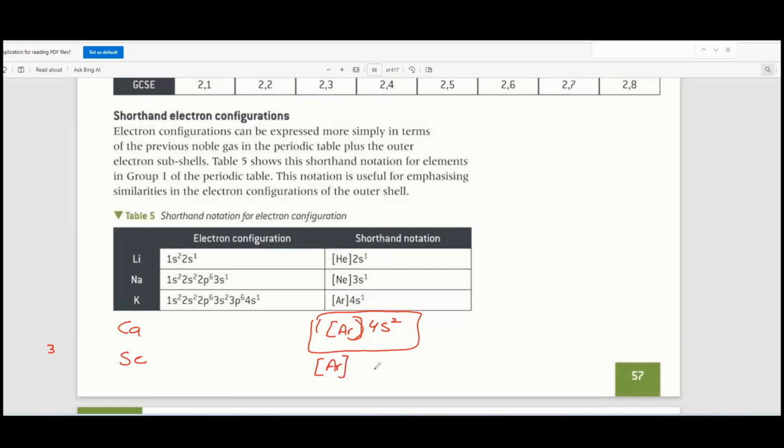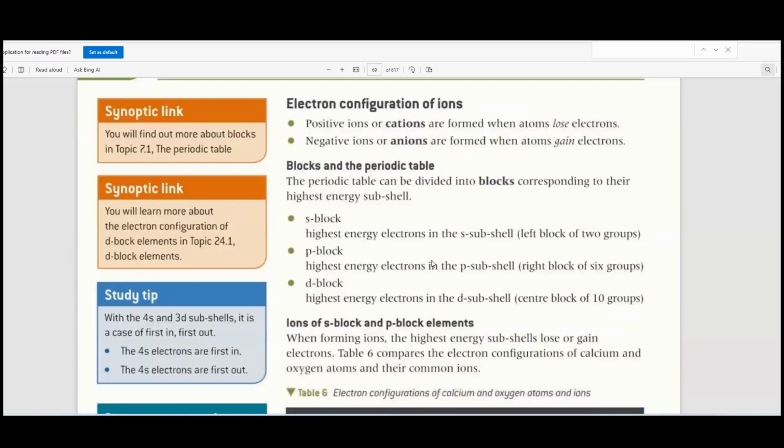So you write argon, Ar, which is 18, and then scandium has 21. So three more, so 4s3. But s is one orbital. It just has one orbital, so it can only occupy two electrons. I mean 4s2 and 3d1. Yes, that's the correct way to write it. All right. So now you get the point. You can write it in any way. So you have enough knowledge about this.